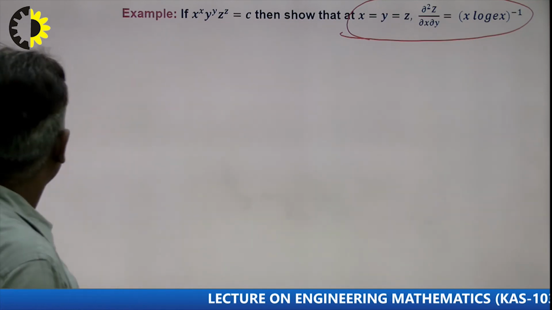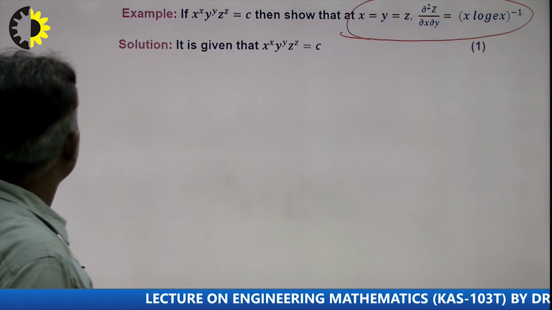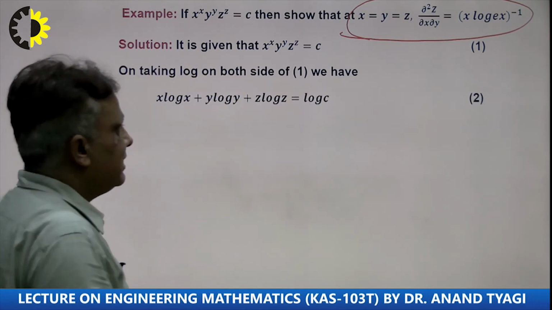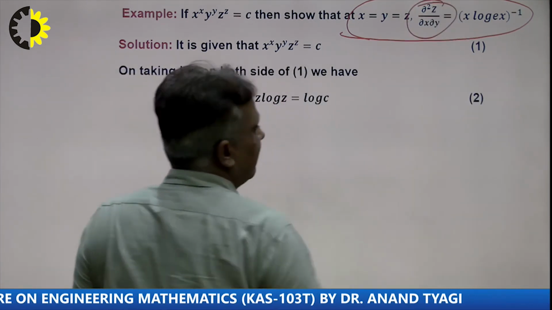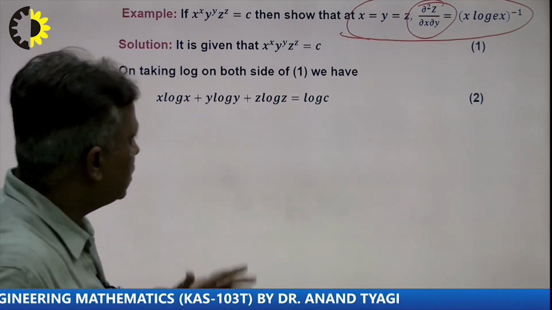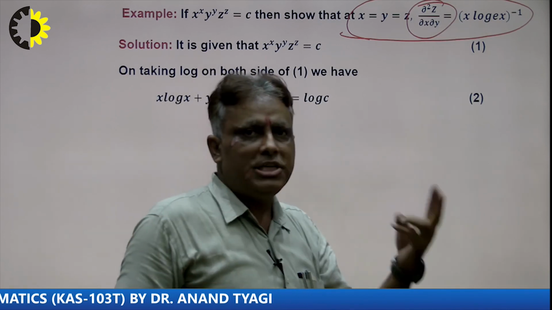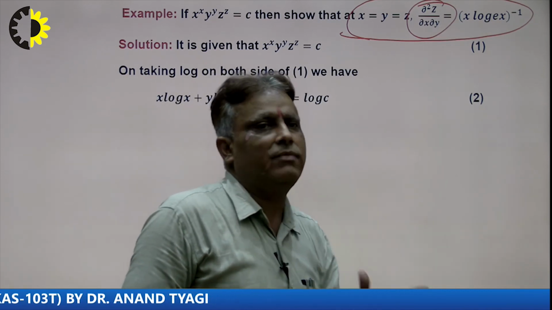So how to solve? First of all, taking log on both sides, this will be the result here. We consider that z is a function and x and y are the variables. This is a very important question. Students, see very carefully that z is the function here, and x and y are the two independent variables. That means z is a function of x and y.